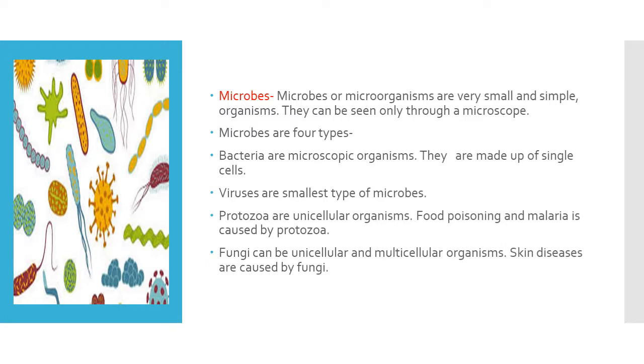Microbes are four types. First is bacteria. Bacteria are microscopic organisms. They are made up of single cells. Viruses are the smallest type of microbes. Third is protozoa. Protozoa are unicellular organisms. Food poisoning and malaria are caused by protozoa. Fungi. Fungi can be unicellular and multicellular organisms. Skin diseases are caused by fungi.